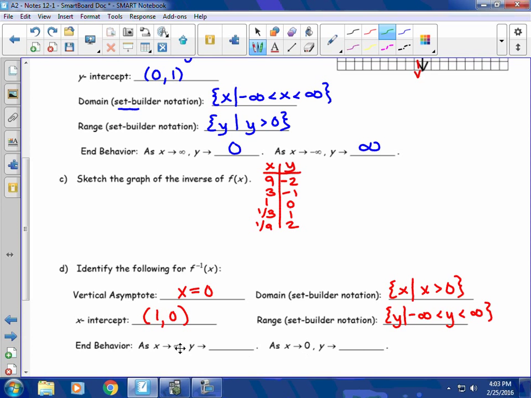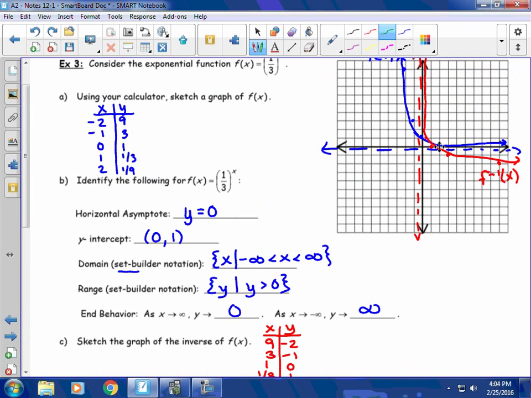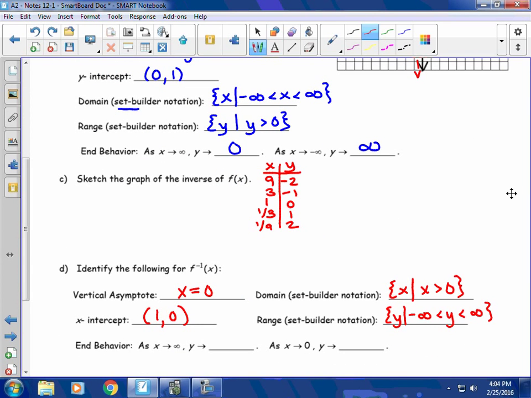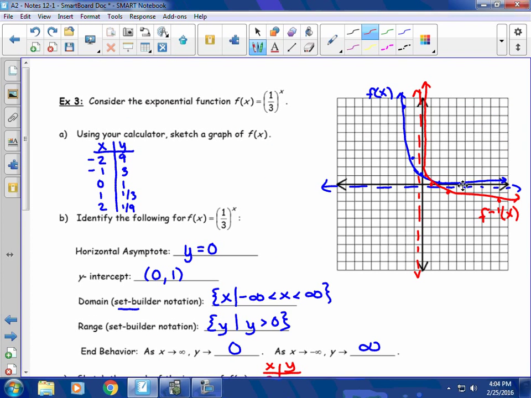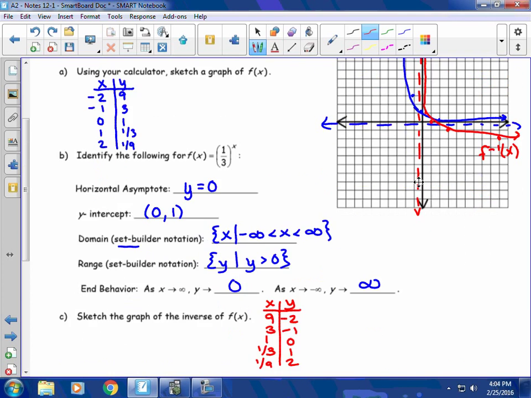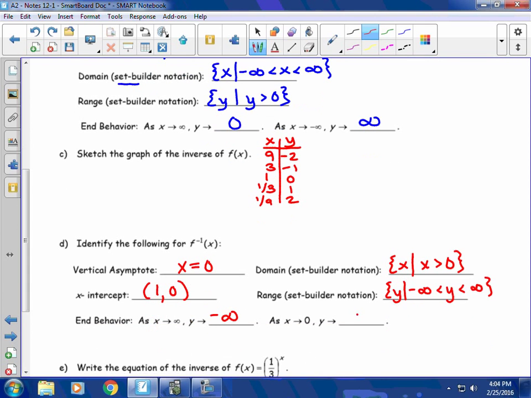Okay, and then end behavior. As x goes to infinity, so my x values are getting huge, what's happening to my y values? They're getting smaller and smaller and smaller, and those do go down forever because there's no asymptote down here. So we'd say y goes to negative infinity. And as x goes to 0, what's happening to y? Here are my x values getting closer to 0. If I follow that along on my red graph, we're approaching positive infinity because y values are going up forever. So that's positive infinity.